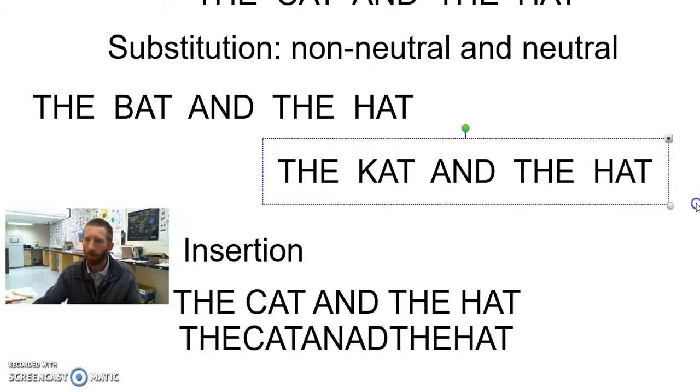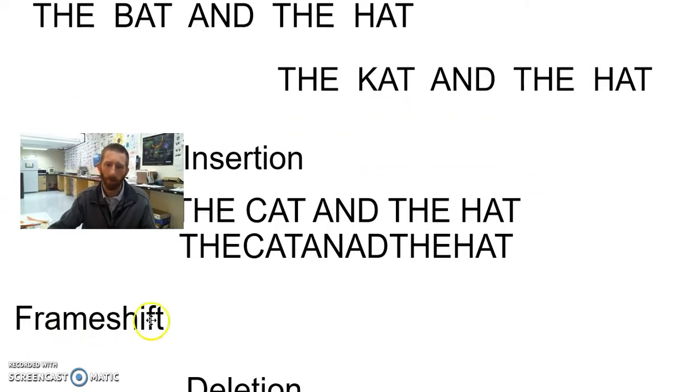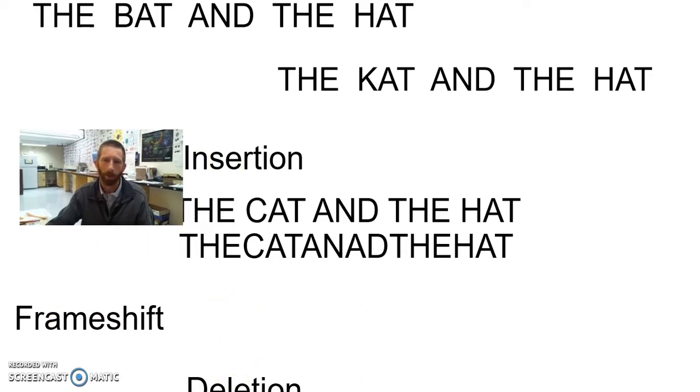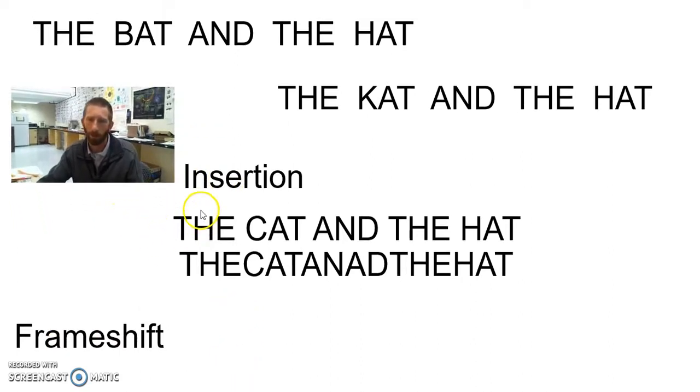Now the other types of mutations that we have are called frameshift mutations. Okay, and there's two types of frameshift mutations. There's insertion and there's deletion. So let's go ahead and look at insertion mutation first. So here's our original sentence, right? And here we've changed something. Can you guys spot the change? Yep, that's right. We added an A. Normally there's not an A between the N and the D, but here there is.